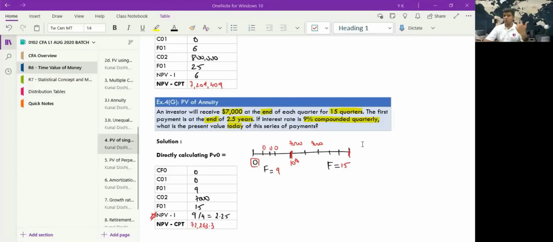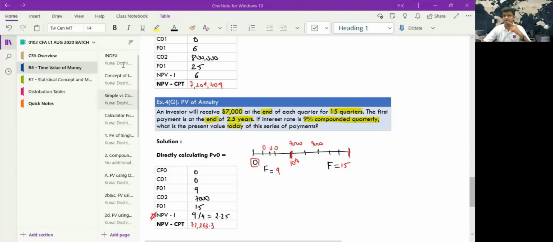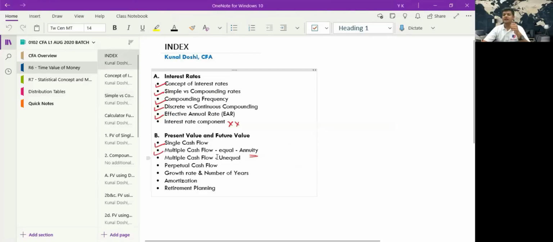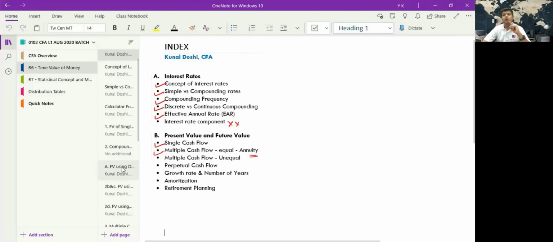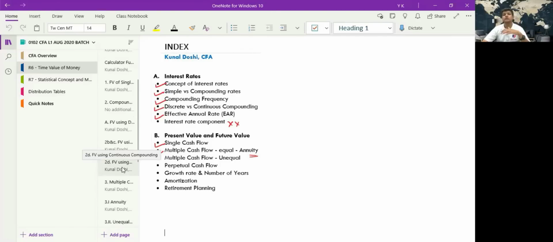So what all things we have covered, guys? Just if we look at the index, I can say we are done with single cash flow, multiple cash flow, with annuities. We are done with unequal cash flows. And now what is that we are going to focus on? Perpetual cash flows. Now, what is the difference in perpetual cash flows compared to the other cash flows? Here, N will be infinite because you are going to get cash flows forever.